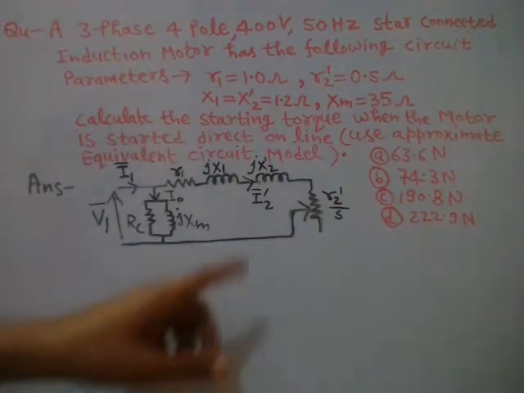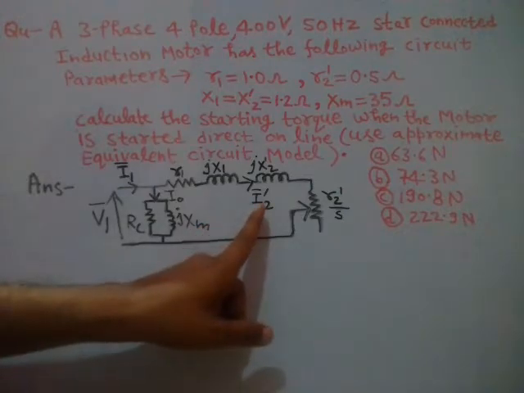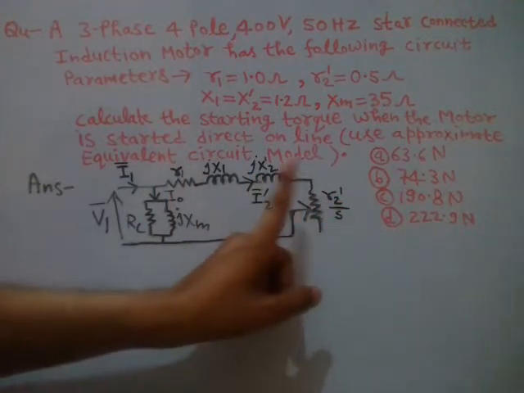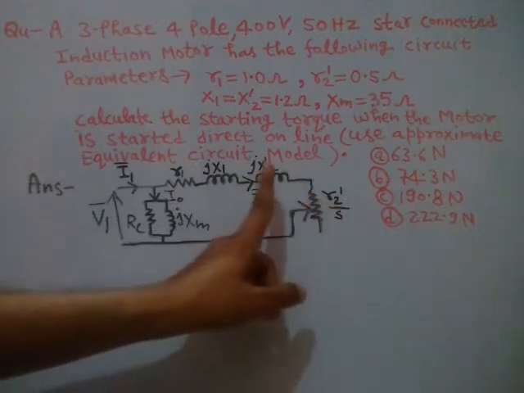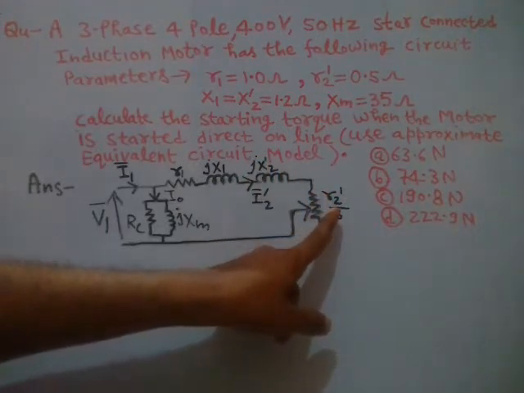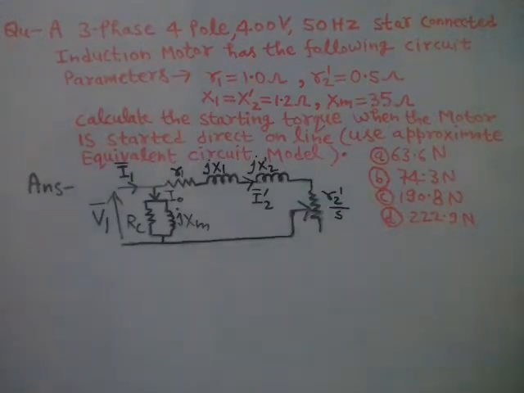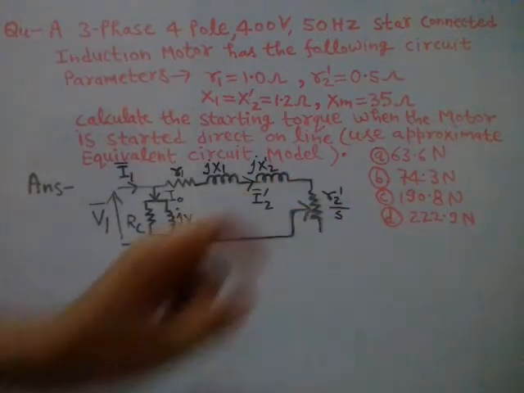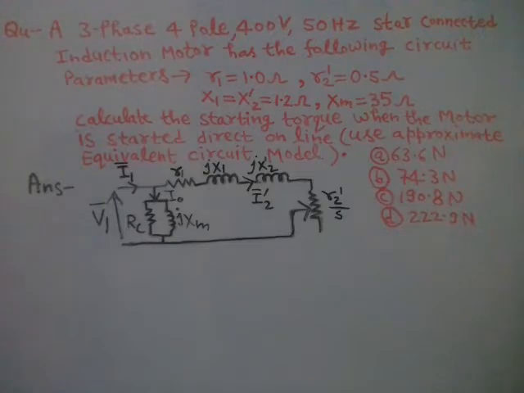So here I2 dash is the rotor winding current, which is referred to the stator side. Similarly, R2 dash by S and jX2 dash, they are the rotor circuit winding parameters, which are basically referred to the stator side, right? That's why you will see the dash, X2 dash, R2 dash, I2 dash, right? So I have already discussed all these things in the equivalent circuit of three-phase induction motor. Please watch that video.